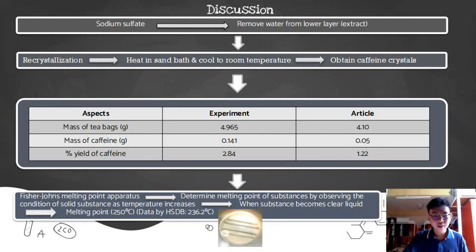In the experiment, the melting point of caffeine is 250 degrees Celsius, while the data given by the Hazardous Substances Data Bank is 236.2 degrees Celsius. This difference in the melting point is due to the presence of a small number of impurities in the caffeine that elevated its melting point.